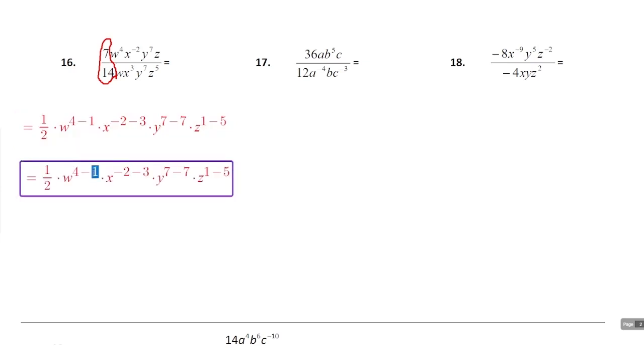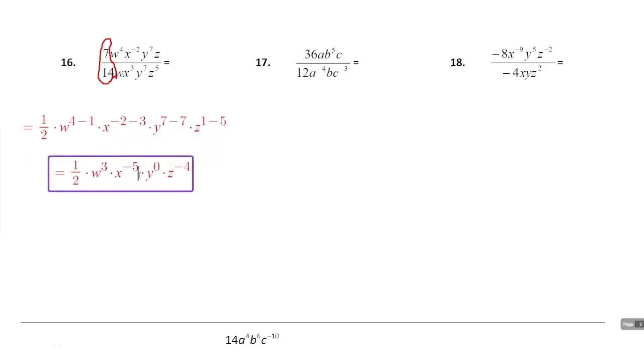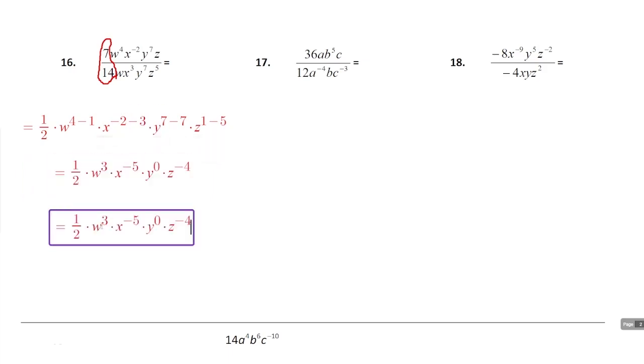All right, so we've got 4 minus 1 is 3. Negative 2 minus 3 is going to be negative 5. 7 minus 7 is 0. And then 1 minus 5 is negative 4. So I'm going to clean this up just a little bit. And now I'm going to go back to my big fraction here and put all the positive exponents on the top, and any negative exponents, I'm going to change them to be positive exponents and put them on the bottom. So w cubed is going to go up here.